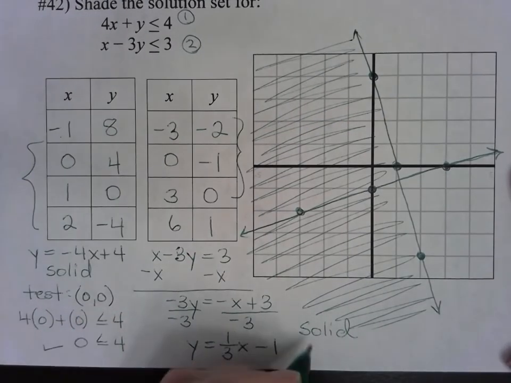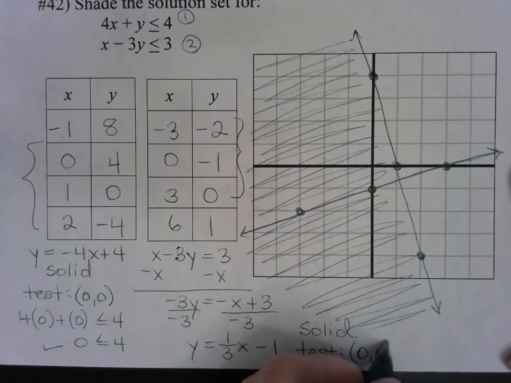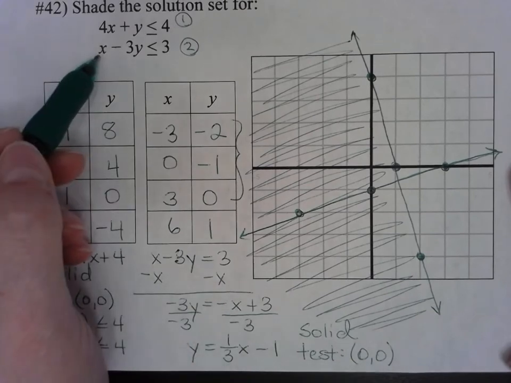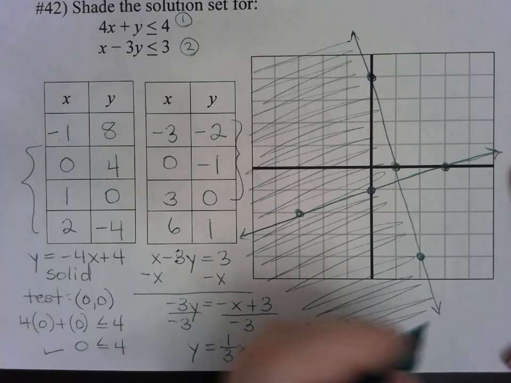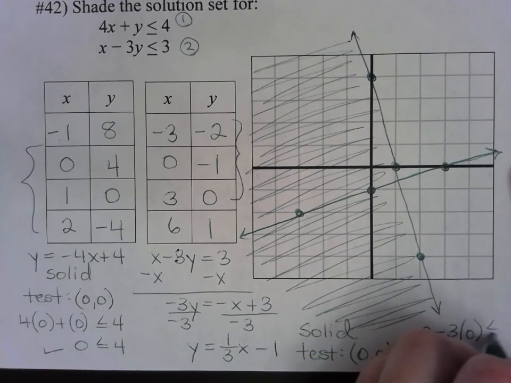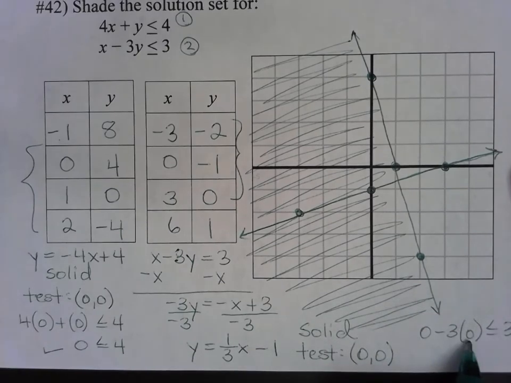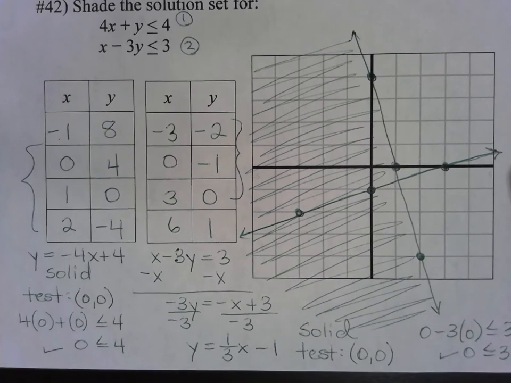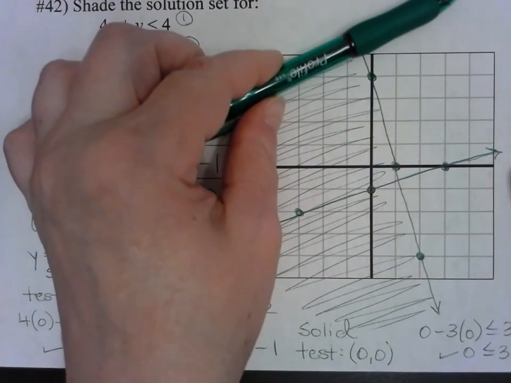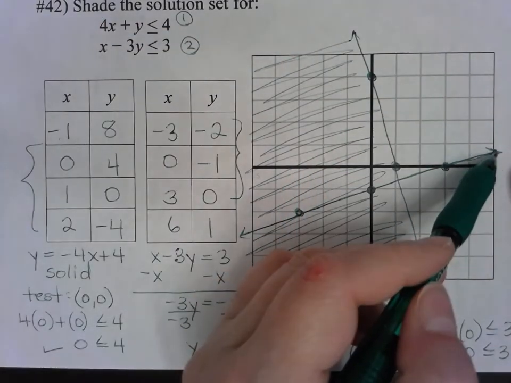Okay, and then choose a test point. I'm going to use 0, 0 again. And remember, I'm going to go all the way back to the beginning. So I'll have 0 minus 3 times 0 is less than or equal to 3. That's 0 is less than or equal to 3. That's true. So again, I'm going to shade on the side of 0, 0. That means I'm going to shade above here. I'm looking at this line right here.